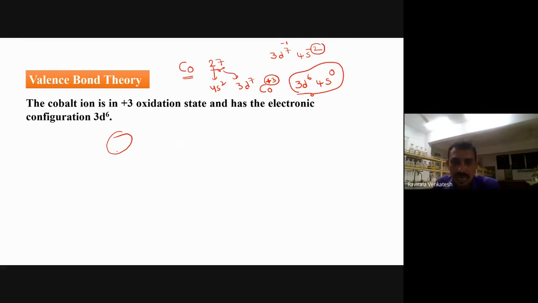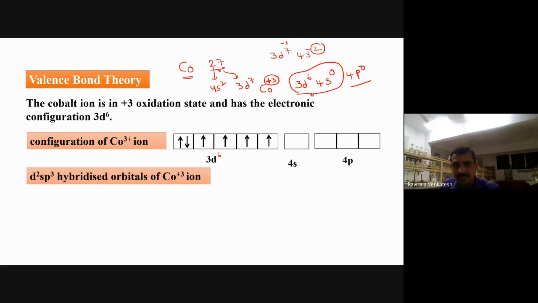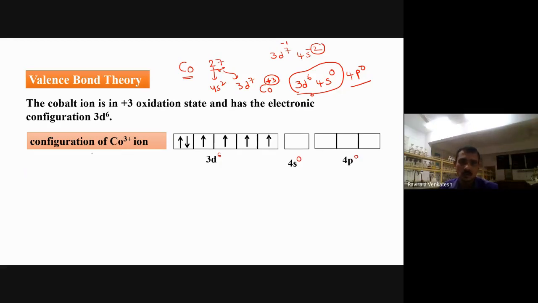Now what I am doing here, I will write this one like this. This is 3d6. Understood? This is 3d6 and this one is 4s0 and this one is what? 4p0, because we don't have electrons in 4p here. Then write down 4p0. Shall I write like this? You can write. We don't have electron, put 4p0 here. So 3d6, this one will be 4s0 and this one will be 4p0. Right? So now 6 electrons are there.